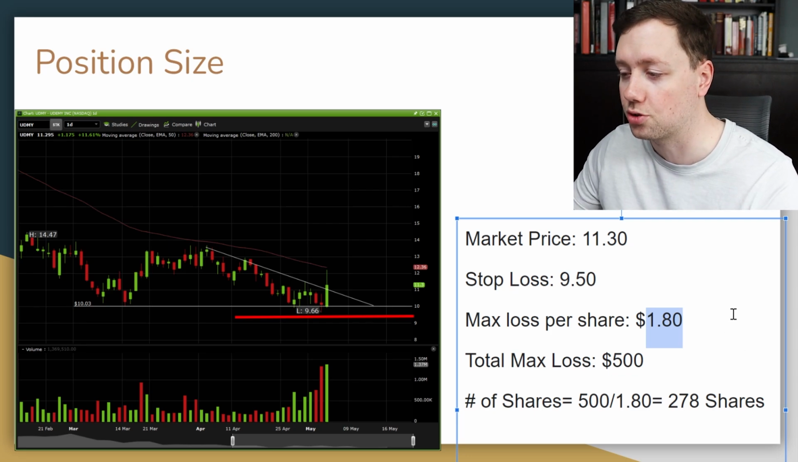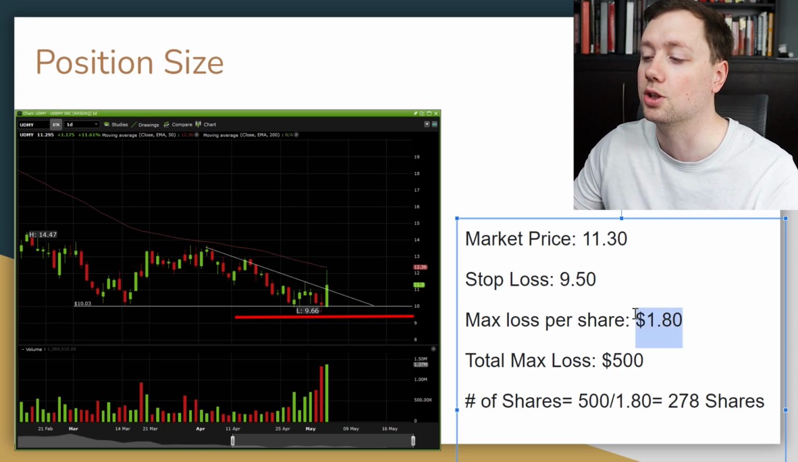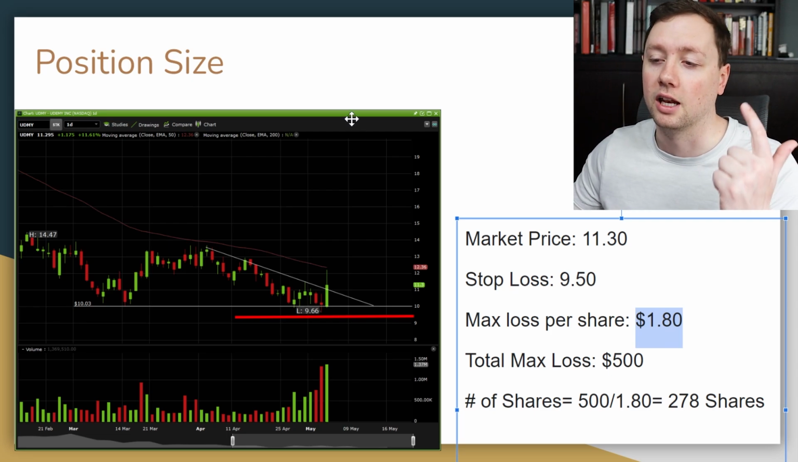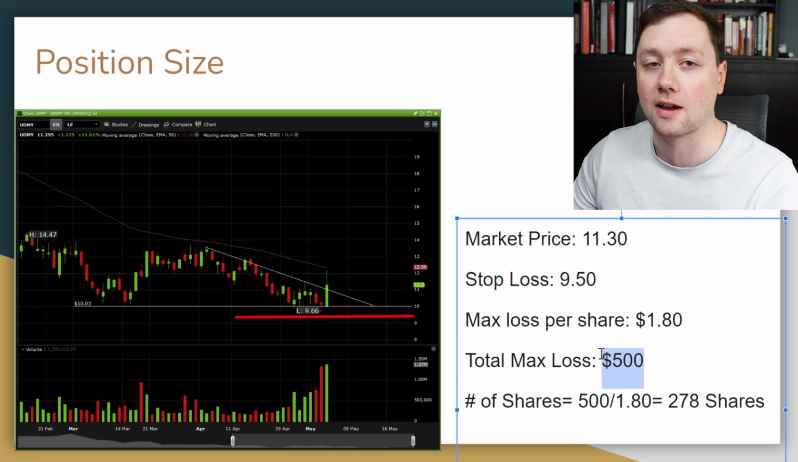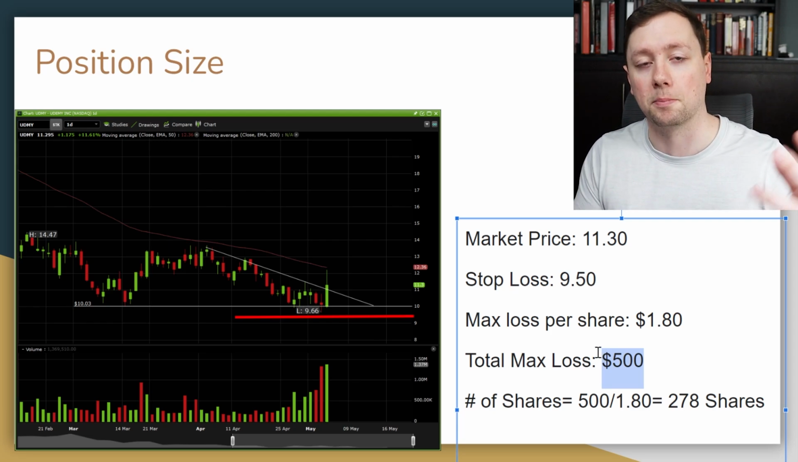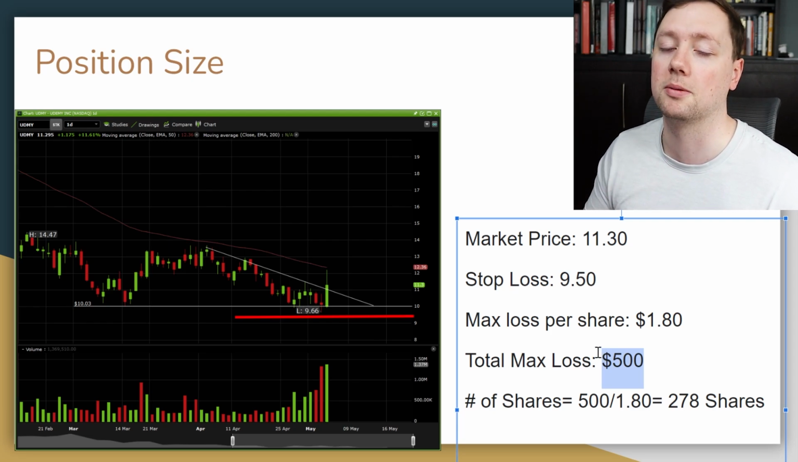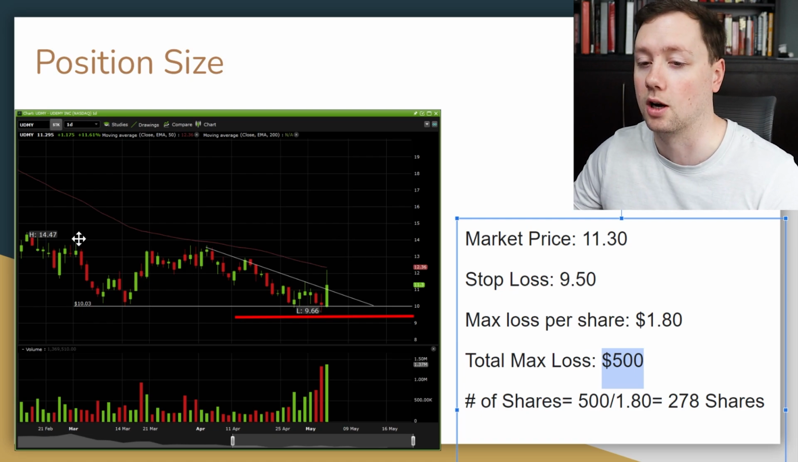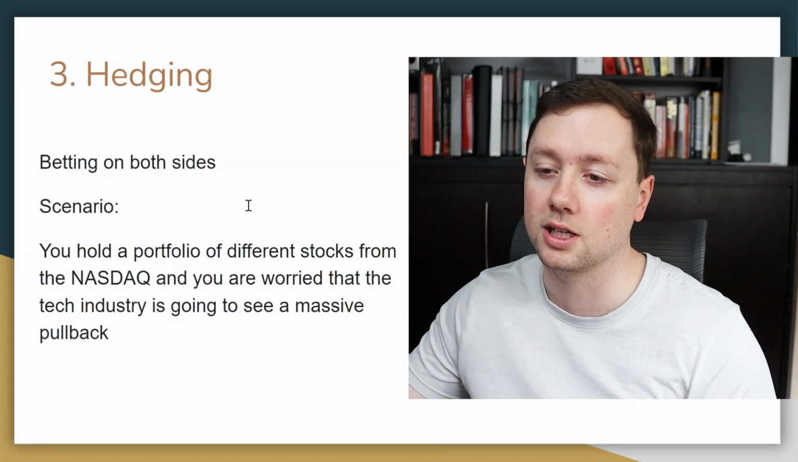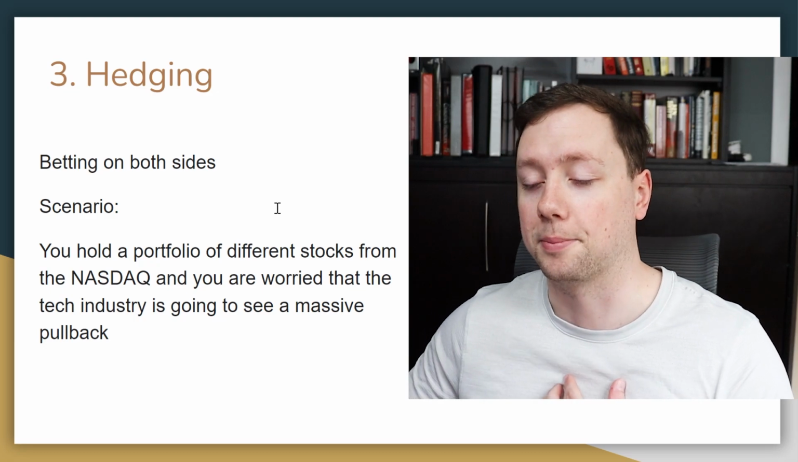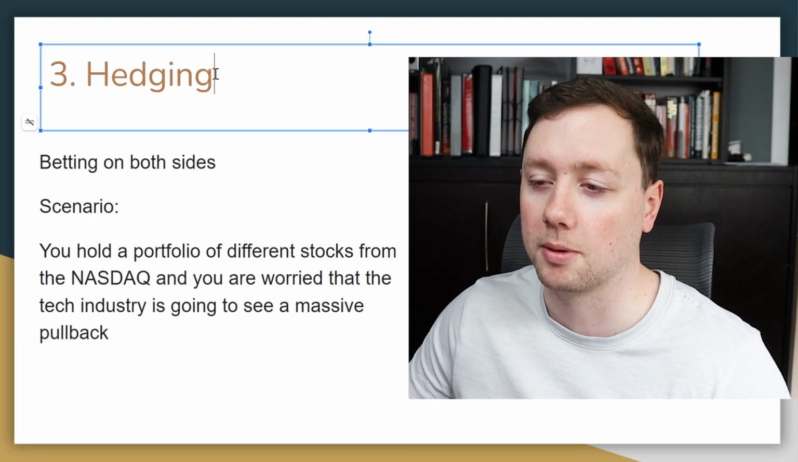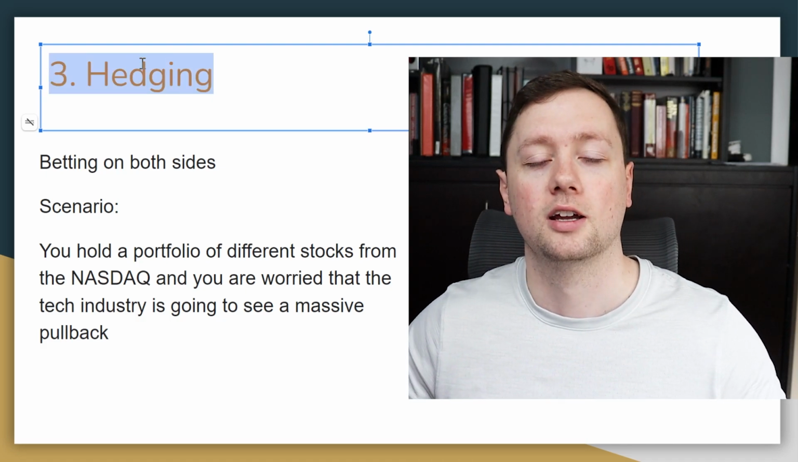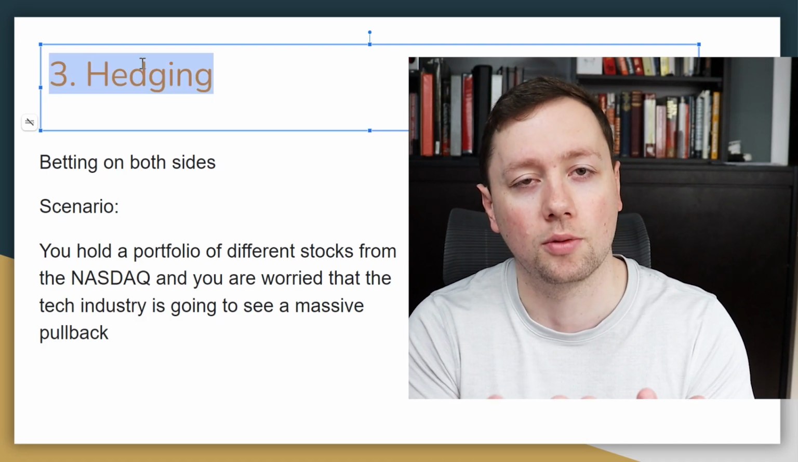And so if you use the first strategy of a stop loss, it will make sure that you only lose $1.80 per share. And if you use the right position sizing, it will make sure that your maximum loss is only $500 per position. If you combine both those strategies, you should be able to make sure that your downside is well protected. Now, the third strategy here can actually help you make some money depending on the scenario and depending on what happens. But basically, we're going to talk about hedging here. And hedging basically refers to betting on both sides.